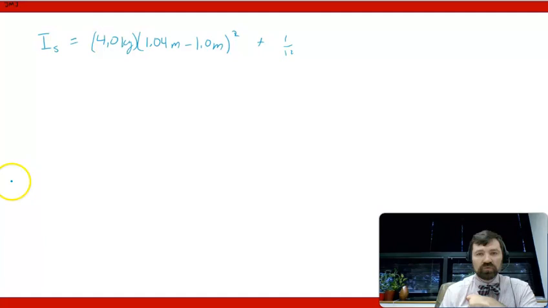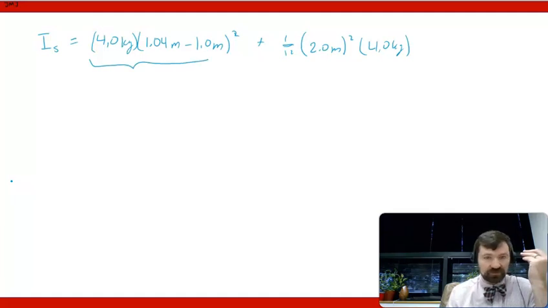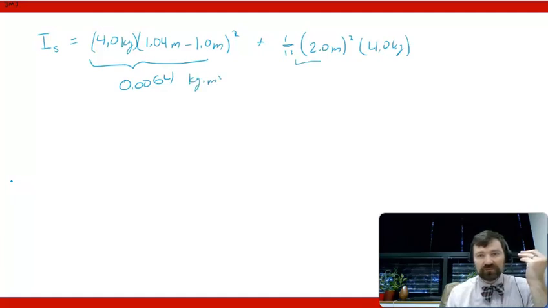Plus 1/12 of, and then the length is of course 2.0 meters squared times the mass 4.0 kilograms. So if we put all of that into a calculator, the first term, 0.04 squared, is going to be a fairly small number. So when multiplied by 4, this whole term right here is 0.0064 kilogram meters squared, roughly.